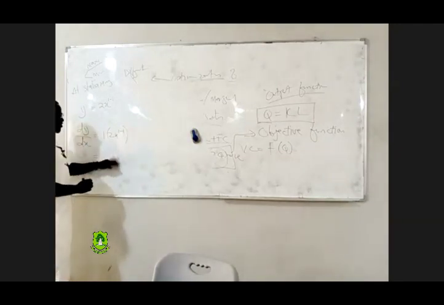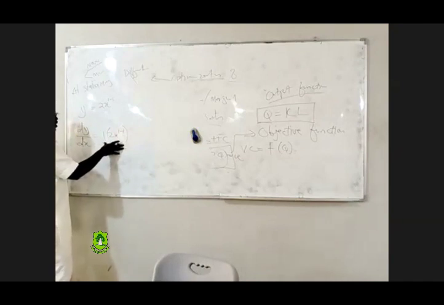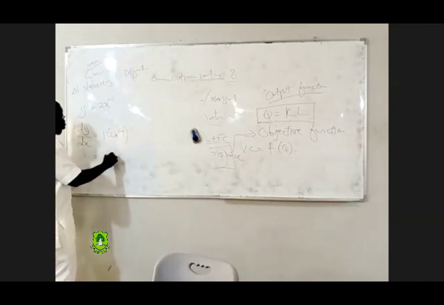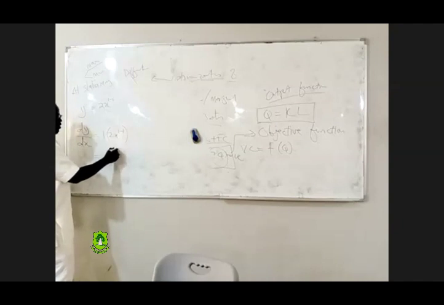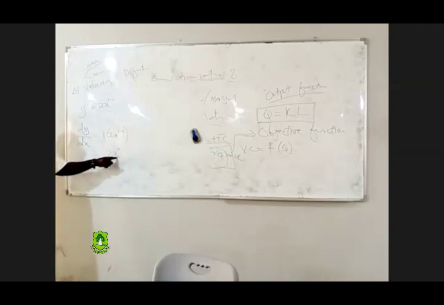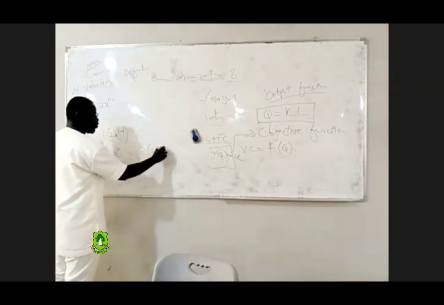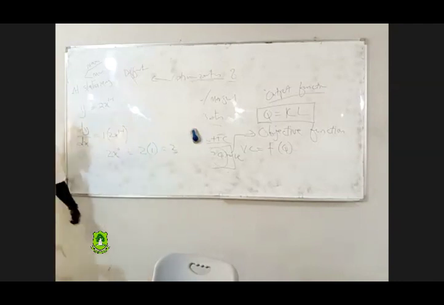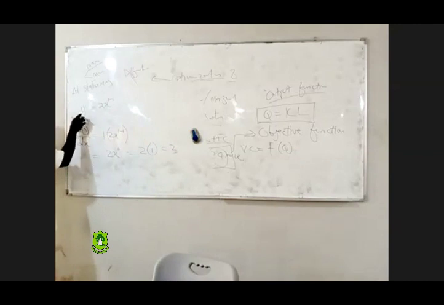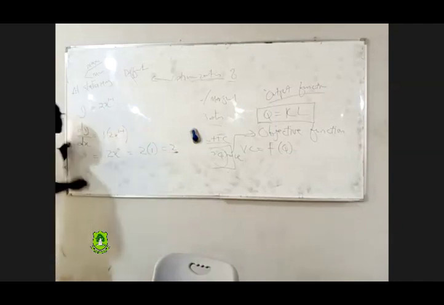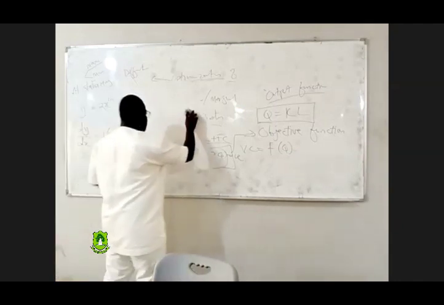With this one, you are going to have 2x raised to the power 0. Anything raised to the power 0 is 1. So you are going to have 2 times 1, which gives you 2. So the difference, how much y will change when x changes by 1 unit, will be 2.